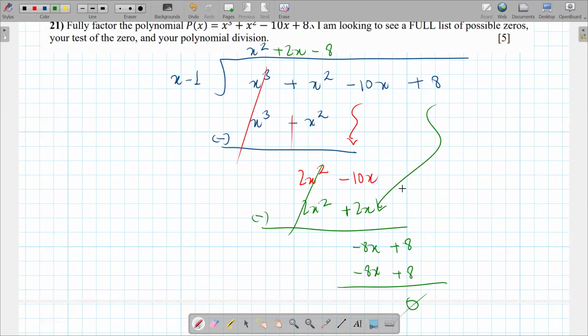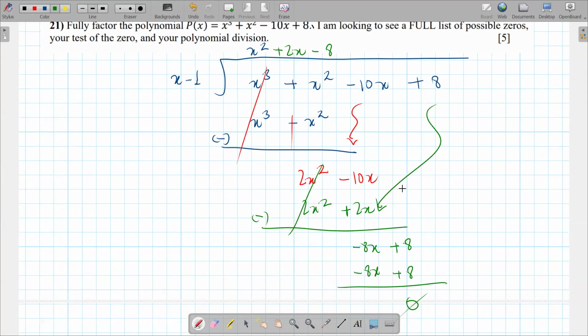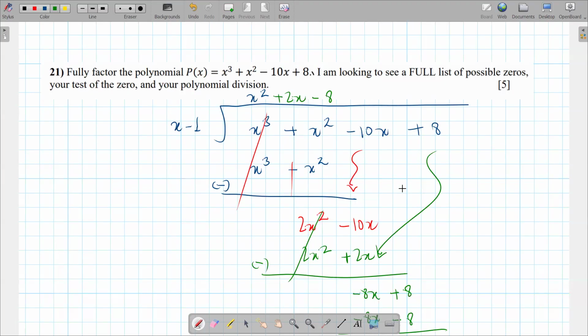So what's next? It says fully factor. Are we done? So what's next? Right, right. So for that, let's factor that. We're looking for two numbers that multiply to the quadratic, that multiply to negative 8 times 1, negative 8, and add to positive 2. Do those numbers exist?